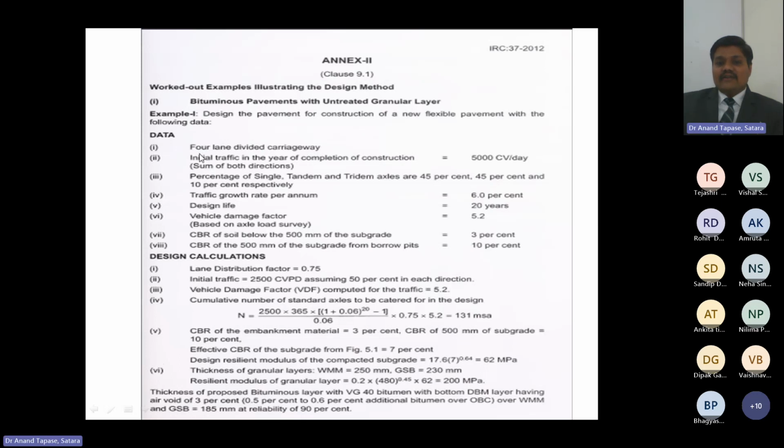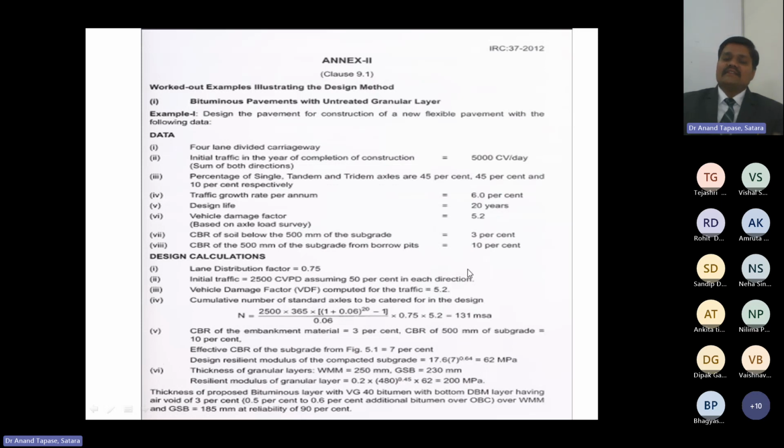They have given the data: a 4-lane divided carriageway, initial traffic in the year of completion of construction, and the percentage of single, tandem and tridem axles as 40%, 45%. The design life has to be considered as 20 years. Then the vehicle damage factor, everything has been given. The lane distribution factor they have already given. Then initial traffic, vehicle damage factor, the input data has been given from their side.